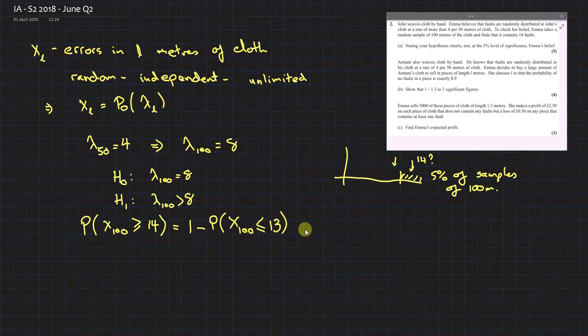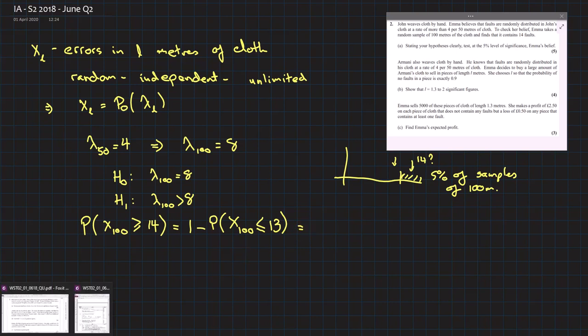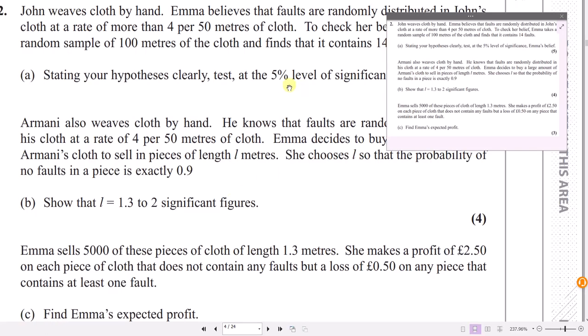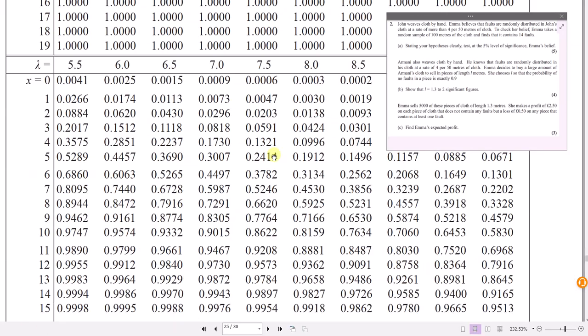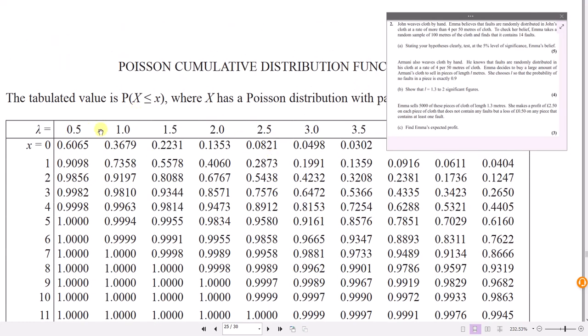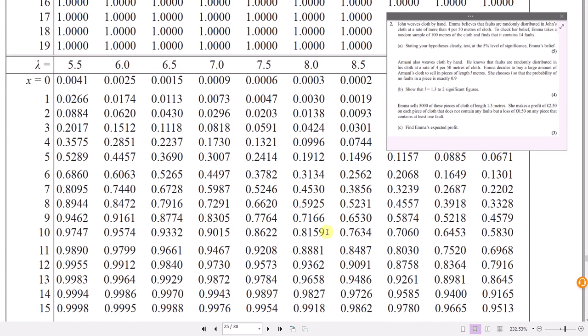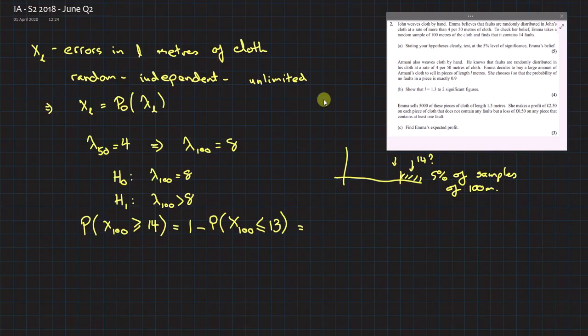And we need to look at these values, and I can find those if I go back to my table. And in the tables, I've found them. There's my table, formula booklet. This is the Poisson tables. Lambda we're looking for is 8 and the x value is 13, saying 13 or less, so that's 0.9658. So 1 minus 0.9658, which gives me 0.0342, or 3.42%.